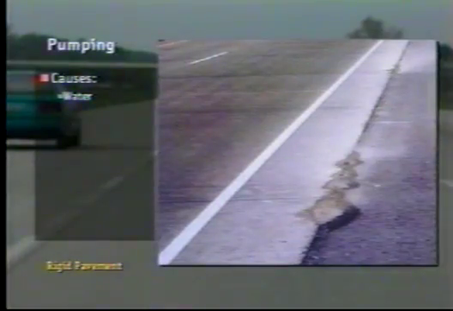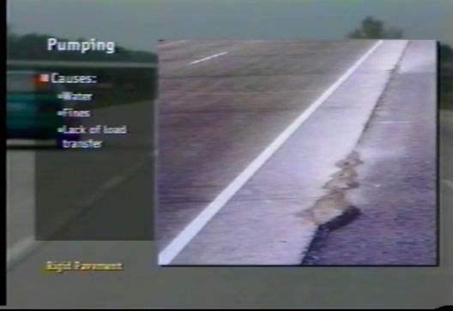Next is the ailment called pumping. This is the ejection of fine soil particles through cracks, joints, or along pavement edges as the slab moves up and down with load. This is due to the combination of water, fines, lack of load transfer, and loading.